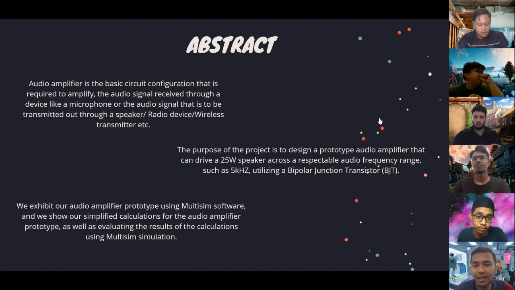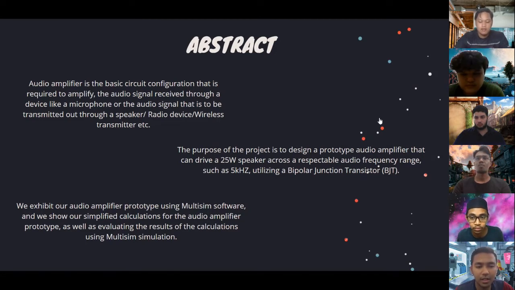So the purpose of our project is to design a prototype audio amplifier that can drive a 25 watt speaker across a respectable audio frequency range such as 5 kHz utilizing a bipolar junction transistor, BJT. So we exhibit our audio amplifier prototype using Multisim software, and we show our simplified calculations for the audio amplifier prototype, as well as evaluating the results of the calculations using Multisim simulation.